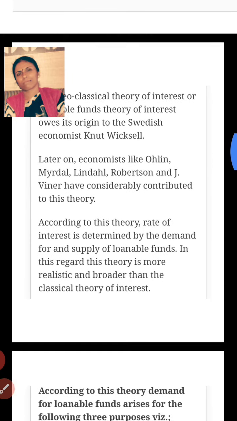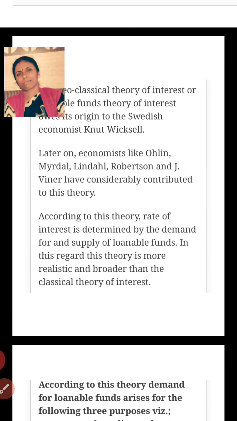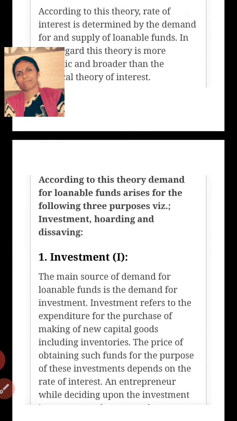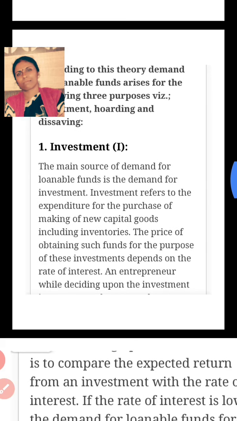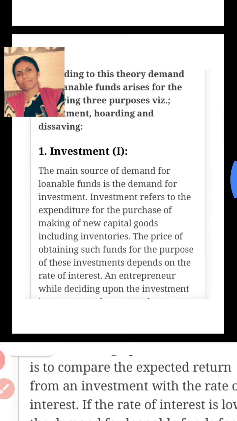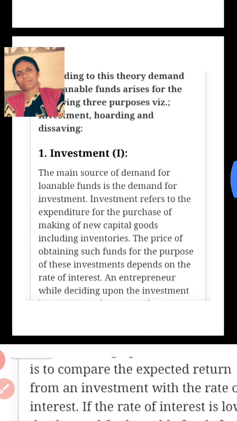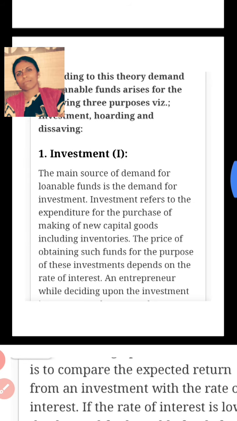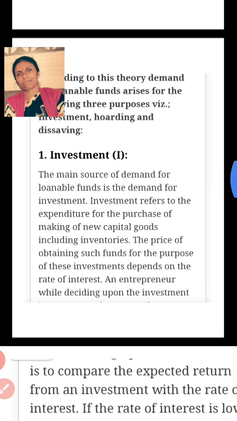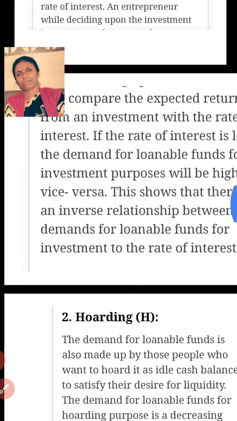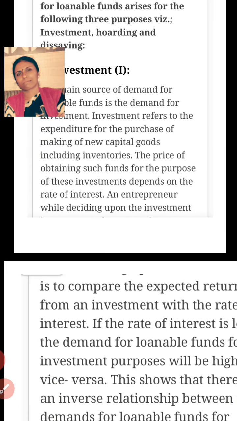The neoclassical theory of interest, that is, the loanable funds theory of interest, is very interesting. Let us try to understand the demand side first, and later we will discuss the supply side. Why is there a demand for loanable funds? Loanable funds may be demanded for many purposes, and a few are very interesting. They are investment, hoarding and dissaving. Let us try to know all these.